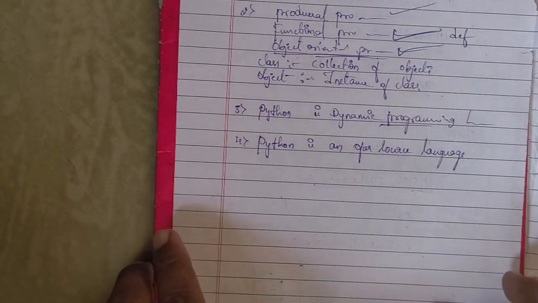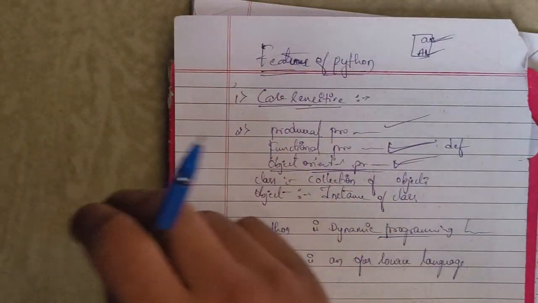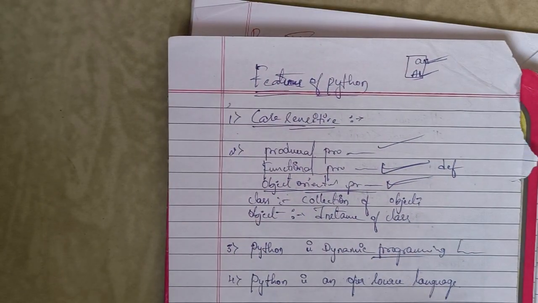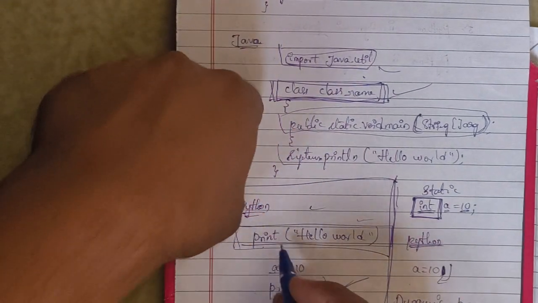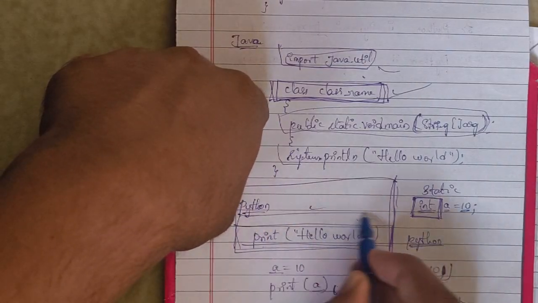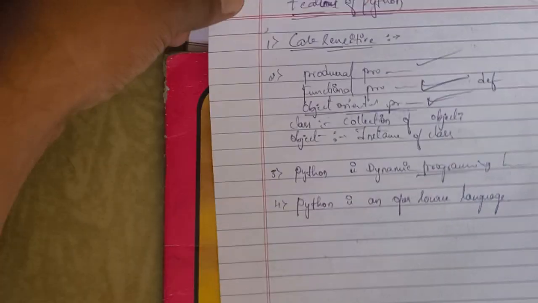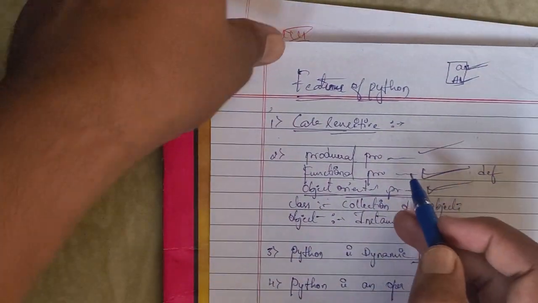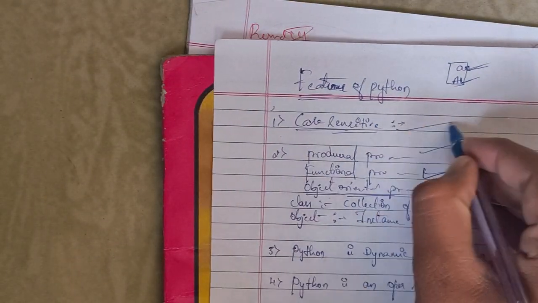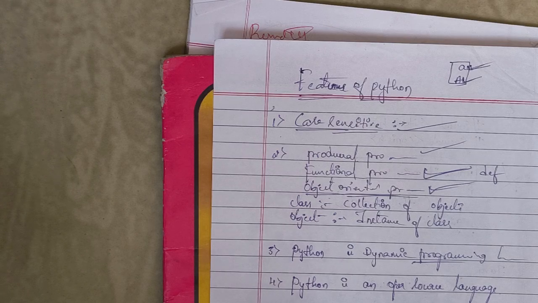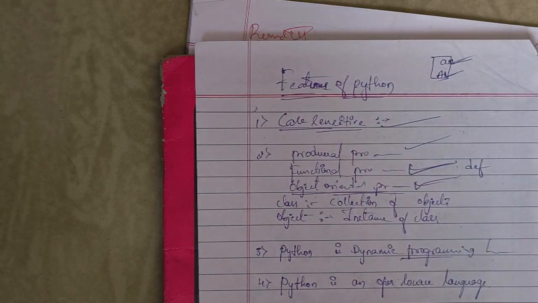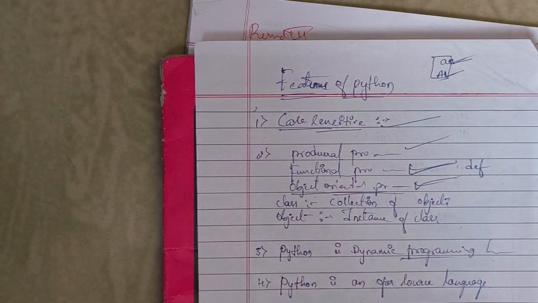This is the end of the class. Now revise once. Python syntax: firstly, there is nothing complicated in Python syntax. Just print hello world. And now we go to the features. The first feature is case sensitive. Small a and capital A are different in Python.